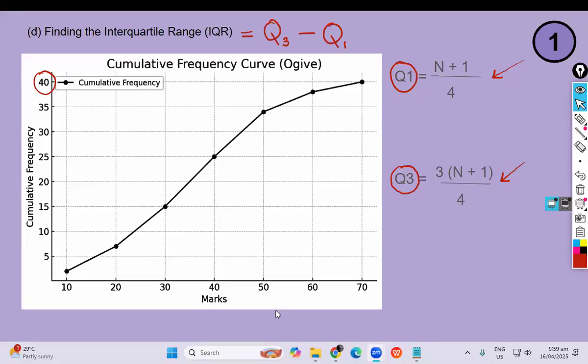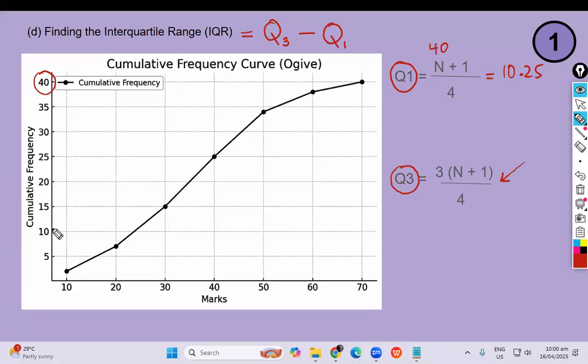Let's find Q1. So we're going to replace the n with 40. So we're going to say 40 plus 1 divided by 4. 40 plus 1 divided by 4. This one has a 10.25 to assist us in finding the Q1. Now, 10.25 is not the actual Q1 value. You have to try your best to find 10.25.